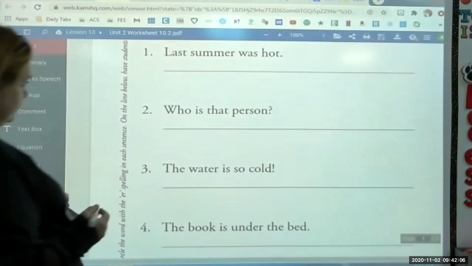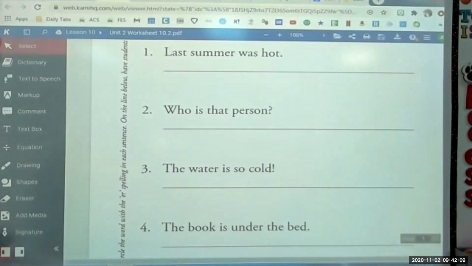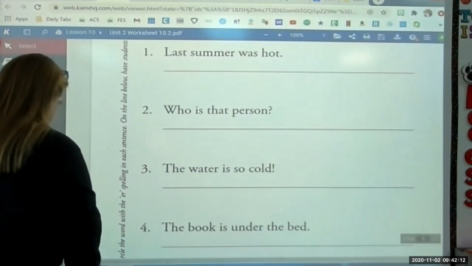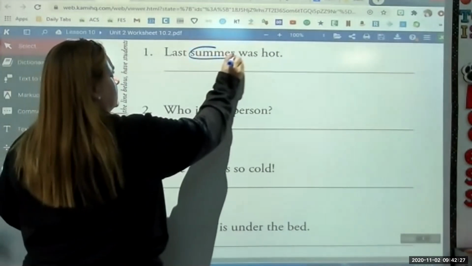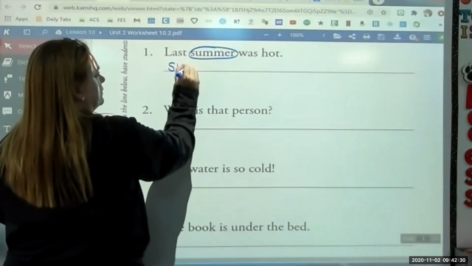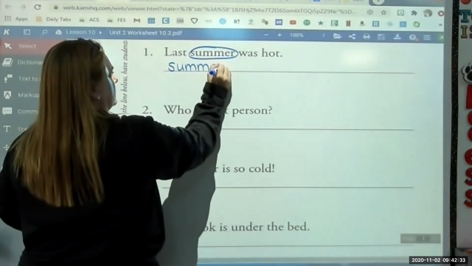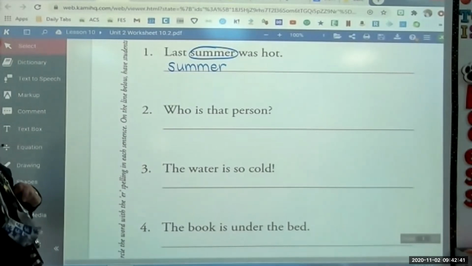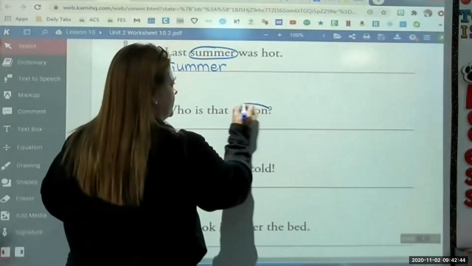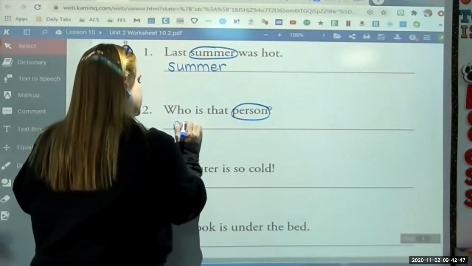So, where is the word in the first sentence that has the ER spelling? It says, last summer was hot. Which word in that sentence has the part? The word summer. So we're going to circle it and write the word on the line. Okay. Who is that person? Which word in that sentence has the ER spelling? Person. Good job. So we're going to write it on the line.